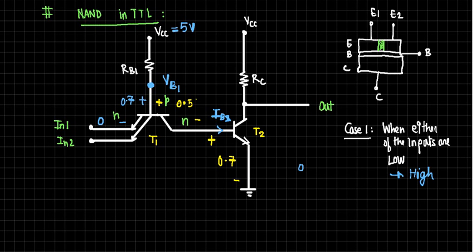Now let me draw that. Okay, input 1, 1 0, 1 1. So for all of these inputs, the output will be high. What about 1 1? See here.